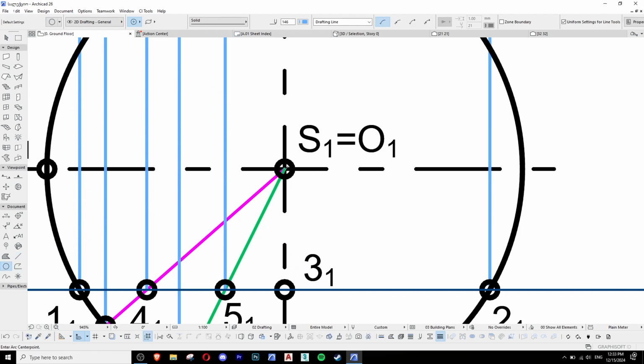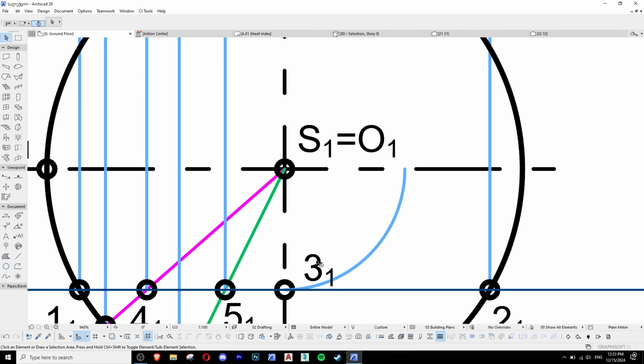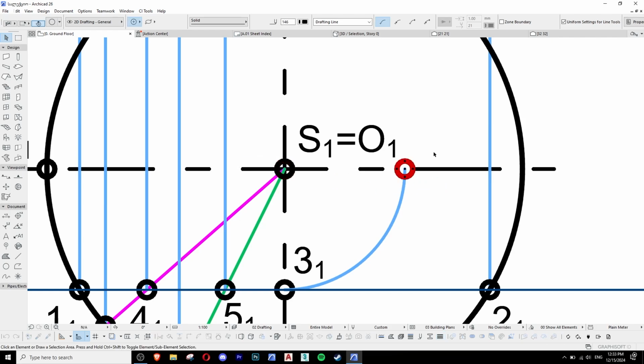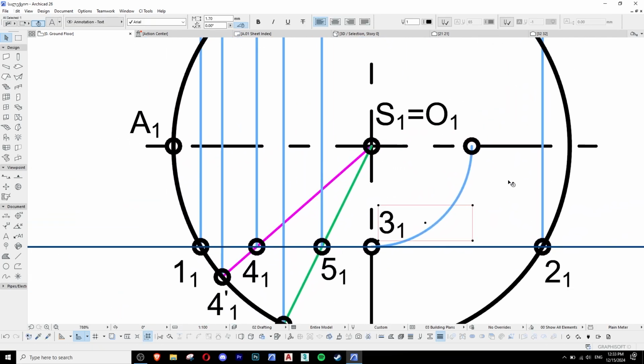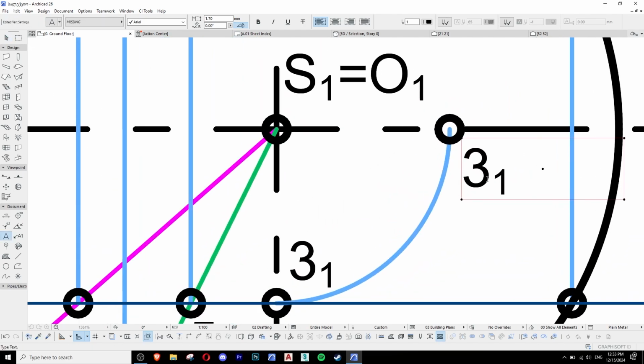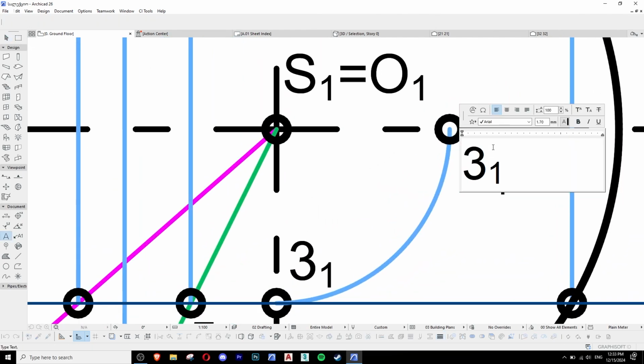If I put the compass here, measure out to 0.3 and rotate it like this, I'm kind of drawing the mini version of that projection of the profile. So let's call it 3. I'm going to give it a drop, but not like this. Let's draw it like this.